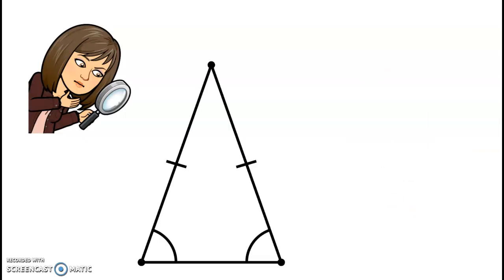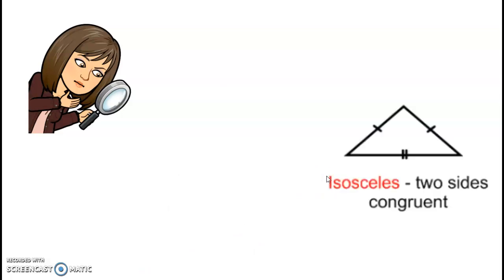Now, if we look at this one, we can see that there are only two tick marks that are the same. So that means only these two sides are congruent. And then you can kind of see this bottom one is shorter than the others. So if there are only two side lengths that are congruent, that means it is an isosceles triangle.